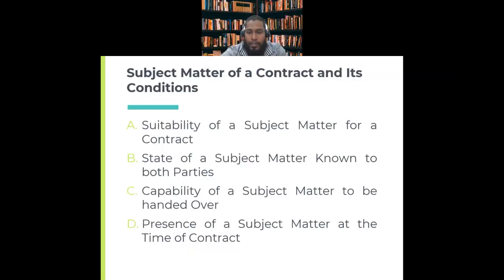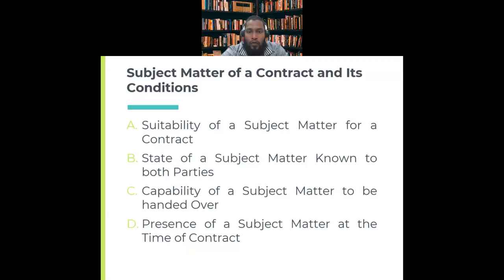The Prophet sallallahu alaihi wasallam said, "La tabi' ma laysa indak," that do not sell what you do not have. So the subject matter, what I am selling, should be available. Even though it is not present, we can describe it by characteristic. It should be at least available.